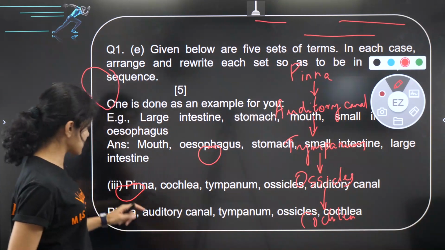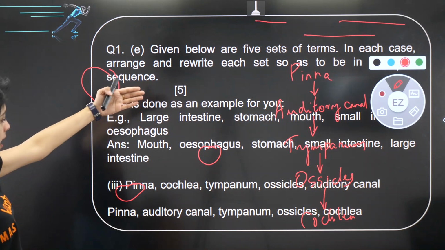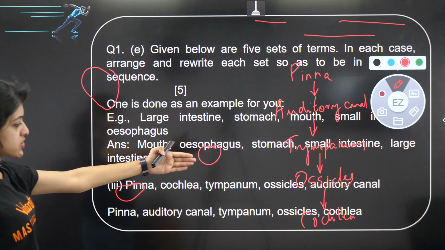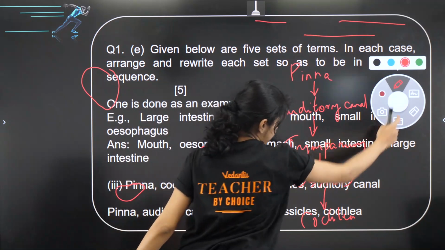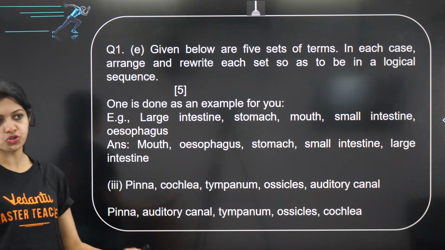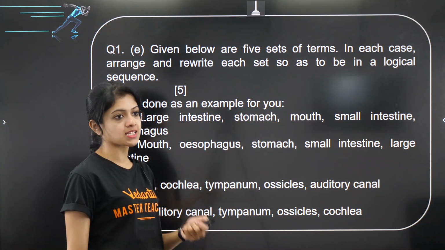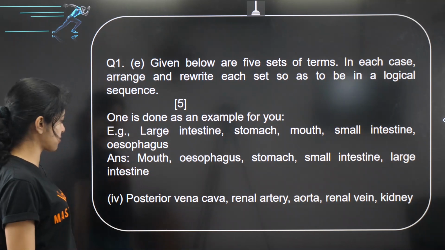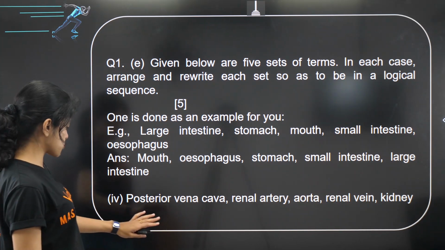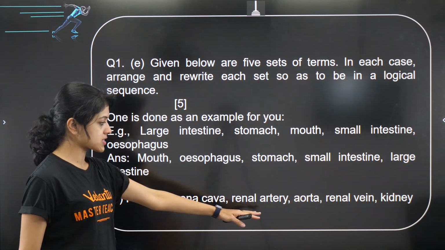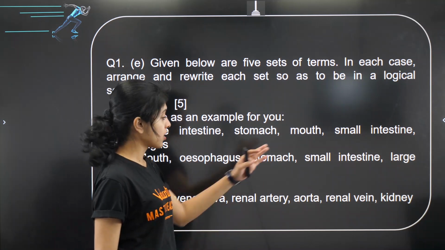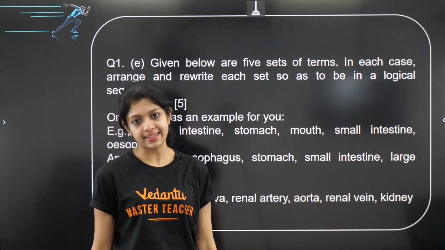Okay, so yes, as we said, pinna, auditory canal, tympanum, ossicles and cochlea would be your answer, what I have put at the bottom. All right, okay, so let's go ahead and look at another one in the same category. It says posterior vena cava, renal artery, aorta, renal vein and kidney.